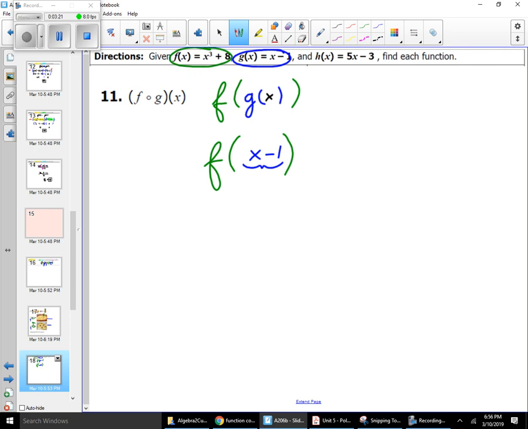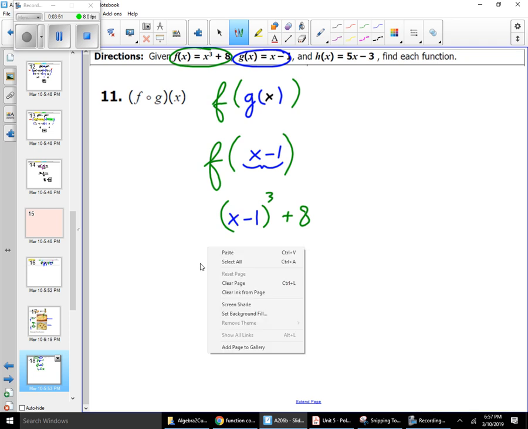F is this x cubed plus 8. So what that means, we are going to take x minus 1, and it's going to be cubed, and then we're going to add 8 to it. So the green there represents f, the blue represents g. I am taking g and substituting it into x. At first glance, man, that looks like a ton of work, doesn't it? X minus 1 cubed. Oh, that means we have 3 of these x minus 1s.